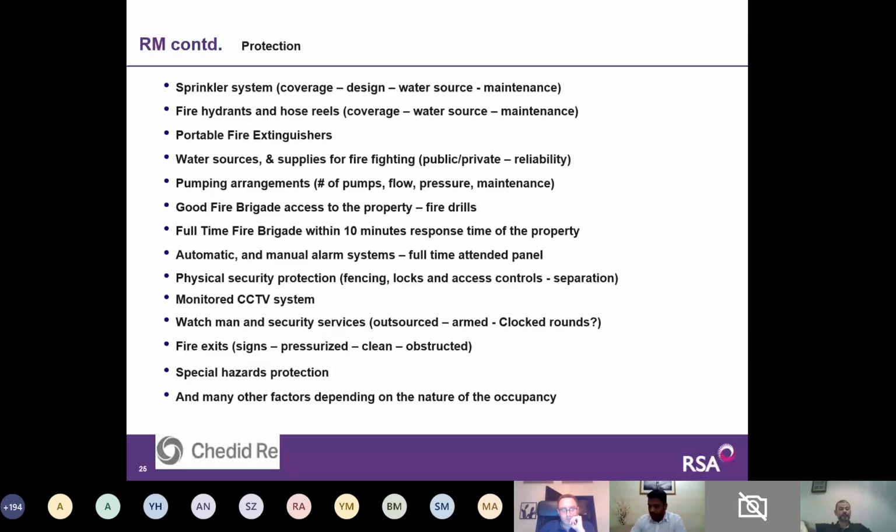Portable fire extinguishers, is it handy? Is it hidden? Can we see it? Because sometimes it saves a lot to deal with the fire the first minute.